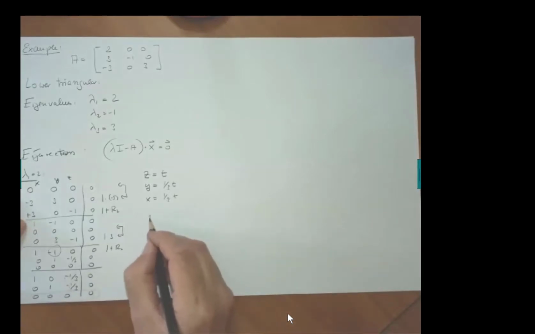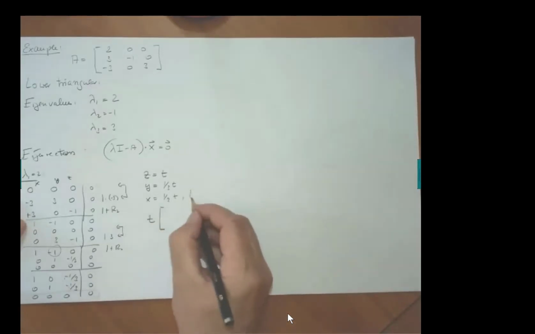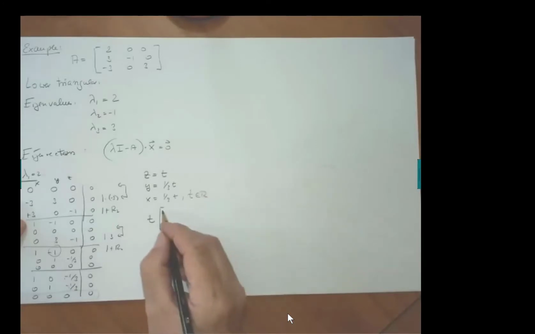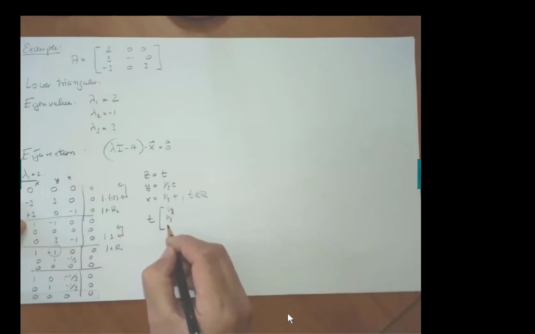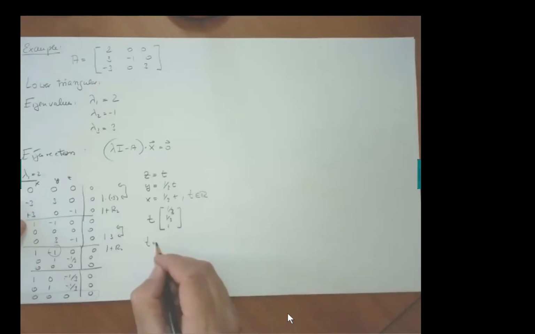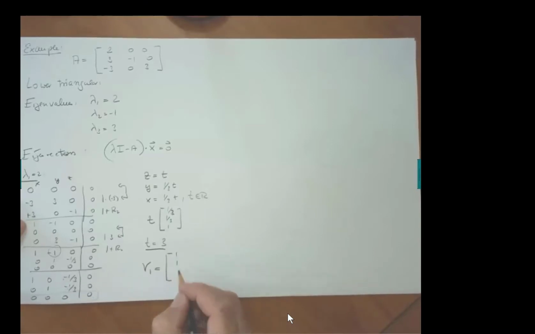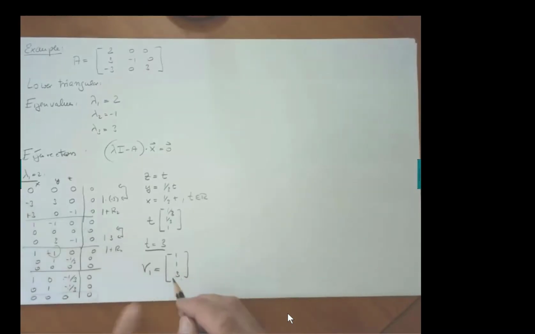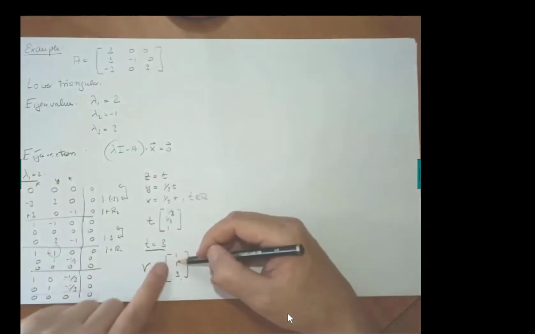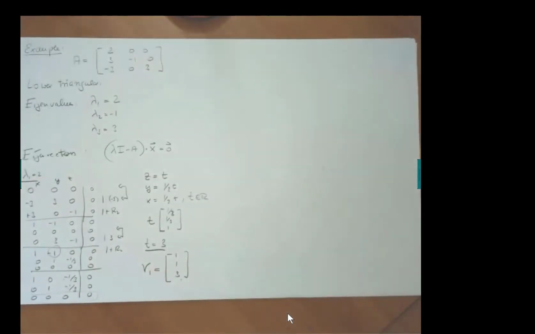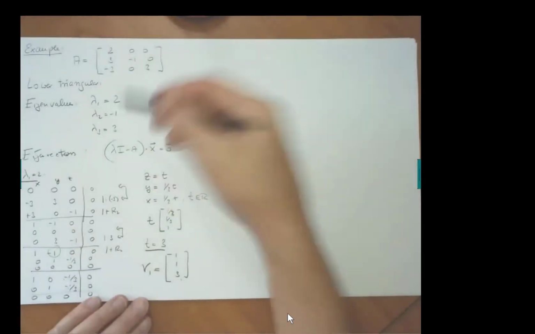So our solution looks like t times 1/3, 1/3, and 1. And if t is equal to 3, for example, then the first eigenvector is 1, 1, 3. So this is an eigenvector for 2. If you multiply this by the matrix A, you get 2 times 1, 1, 3. So the next one is -1.